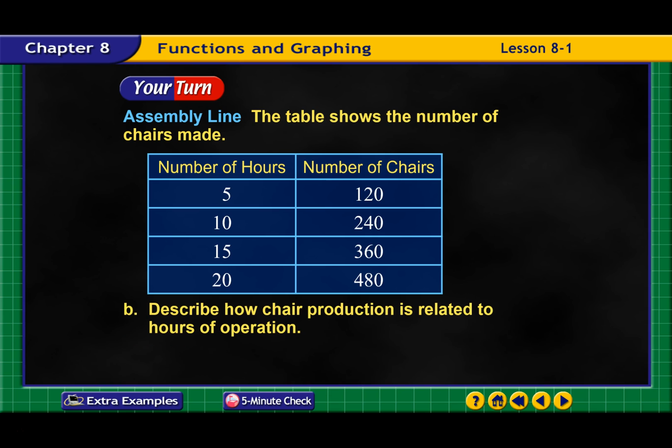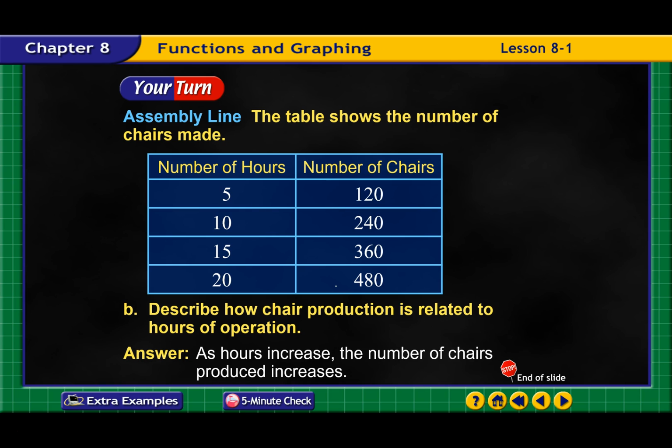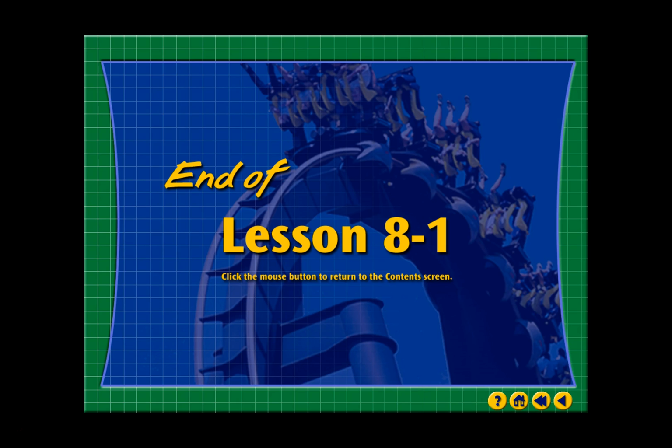All right, so describe how chair production is related to hours of operation. Well, as these go up, these go up. So I don't have to graph it. I can just kind of look at that. It goes up by 120 every time. So I can say as the hours increase, the number of chairs increases. And that's number 1. See you in class.